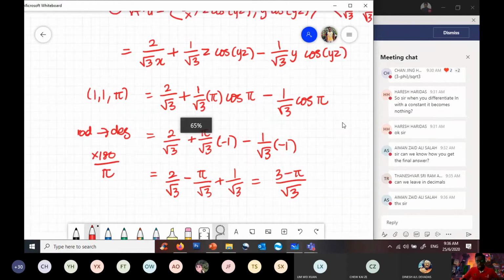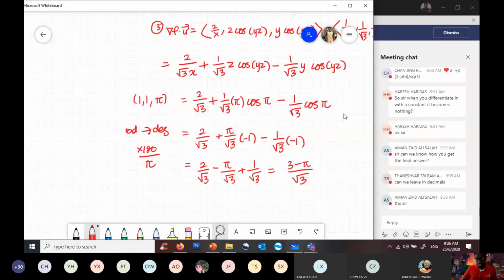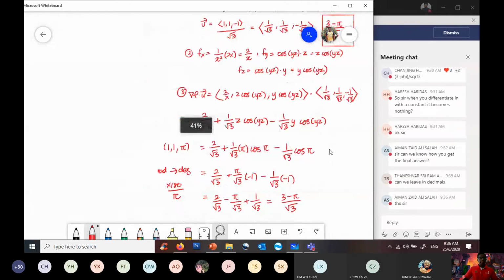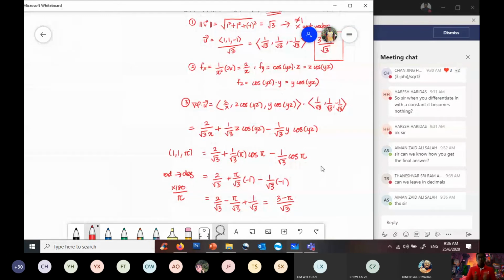Okay, Aiman, no problem at all. Okay, so with that said, the time is 9:36. Let's have a break. We'll continue back at 9:50. Just a bit more exercises, not going to continue until 11, maybe 10 plus a bit, but just a few exercises and then we call it a day. So we'll meet back at 9:50.